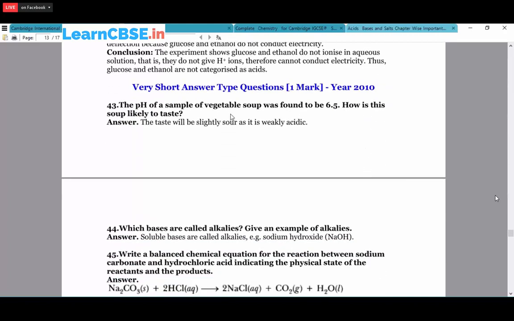The pH of the sample of the vegetable soup was found to be 6.5. How is this soup likely to taste? So the taste will be slightly sour because it is weakly acidic, because the pH is less than 7.